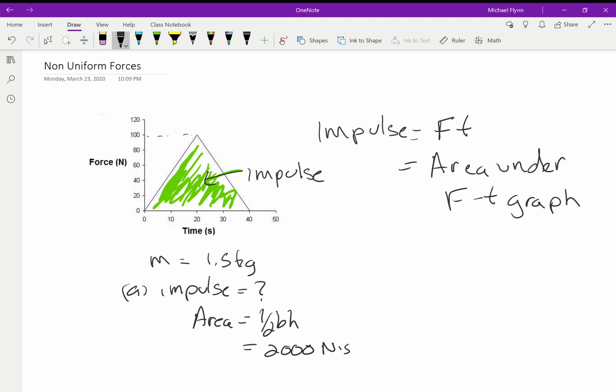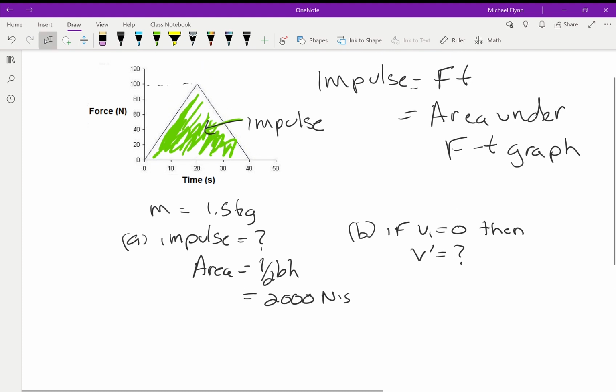So that's question A. Now, question B. How fast would the object be moving if it started from rest? So if v1 equals 0, then using the prime notation, what is v prime equal to? What's its final velocity? That's kind of an interesting question. We've never really done one like this before. You have a variable force acting on an object. How do you find its final velocity?